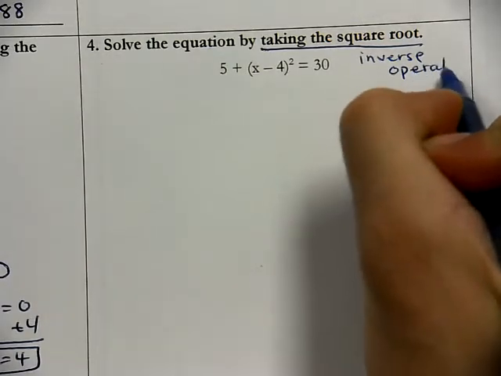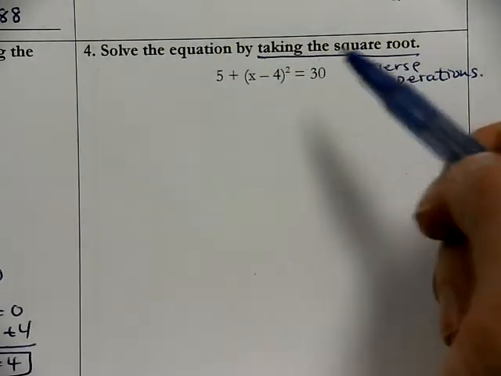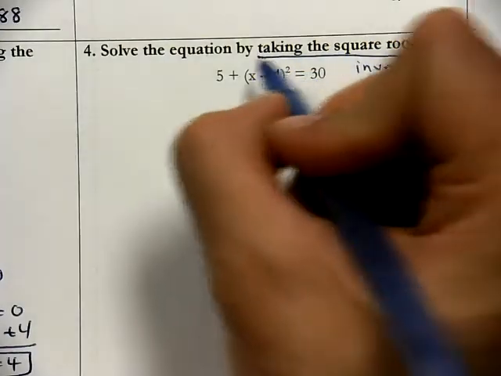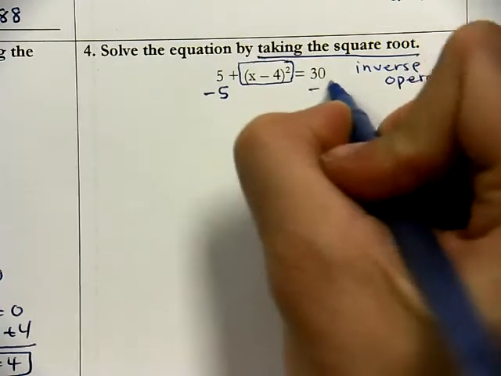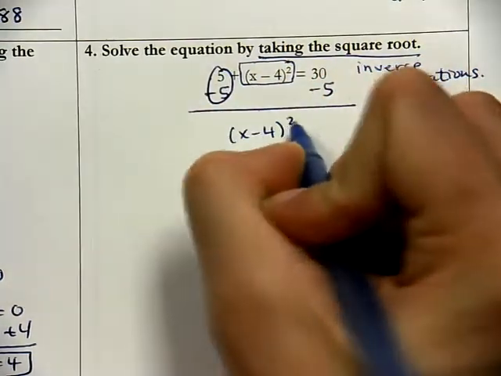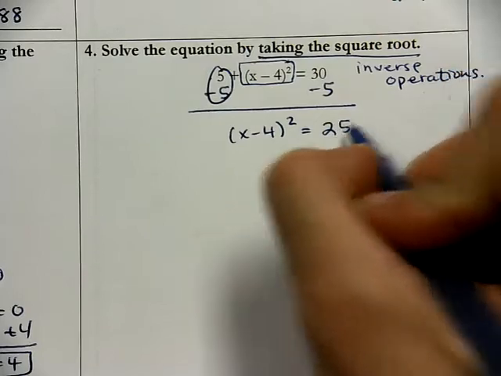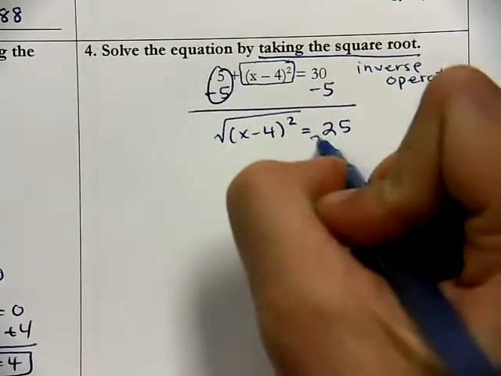And that happens if we are in vertex form. Okay, seeing one thing being squared. So I have to isolate what's being squared. I know that this whole thing right now is being squared, so I'm going to subtract 5 from both sides. When I do that, I get x minus 4 in parentheses squared is equal to 25. And now that I've isolated what's being squared, I can undo the squaring by square rooting.